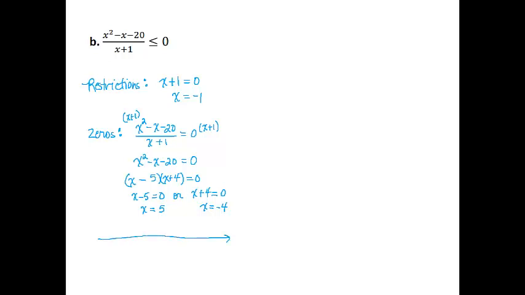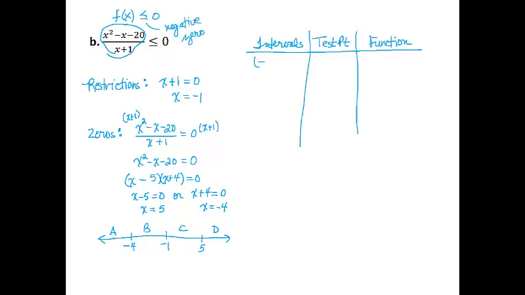If we place those numbers on a number line, we have negative 4, the restriction of negative 1, and 5. So there are actually 4 different regions that we need to test to determine where our function, this rational expression, our f of x, is negative or 0. Our intervals to test are negative infinity to negative 4, between negative 4 and negative 1, between negative 1 and 5, and 5 to infinity.